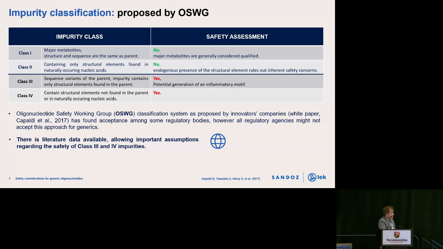Class 1 and 2, such as major metabolites, are not considered to pose any safety concerns. However, there could be some sequence variants of the parent, or there could be impurities containing structural elements not found in the parent that could pose some safety concerns. Now, it's important to note that this classification system, as was proposed originally by innovator companies, has found acceptance among some regulatory bodies. However, in our experience, not all regulatory agencies might accept this approach for generics. That being said, let's continue with the general toxicity aspects of these impurities.